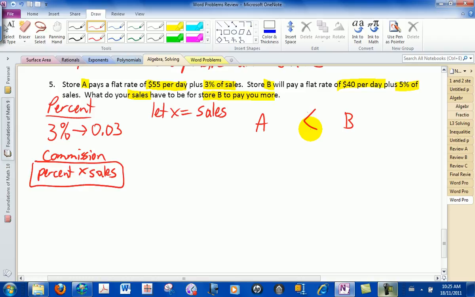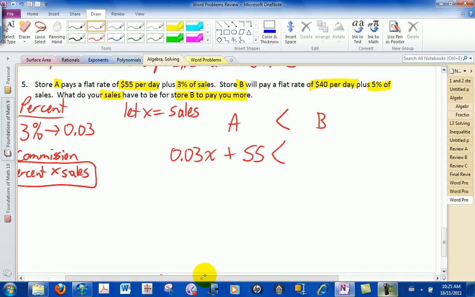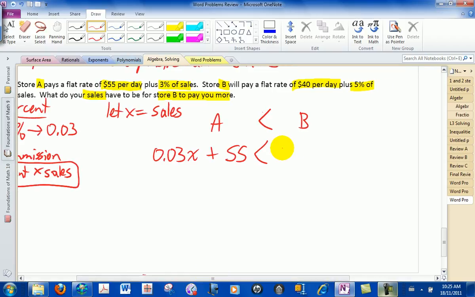Good. Now, I'm going to help you with A. A is going to be $55 per day. That won't change. Plus 3% of sales. So it'll be 0.03 times X. You do B now. Come up with B. It'll be very similar. Slater, what'd you get? Good job. 0.05x plus 40.